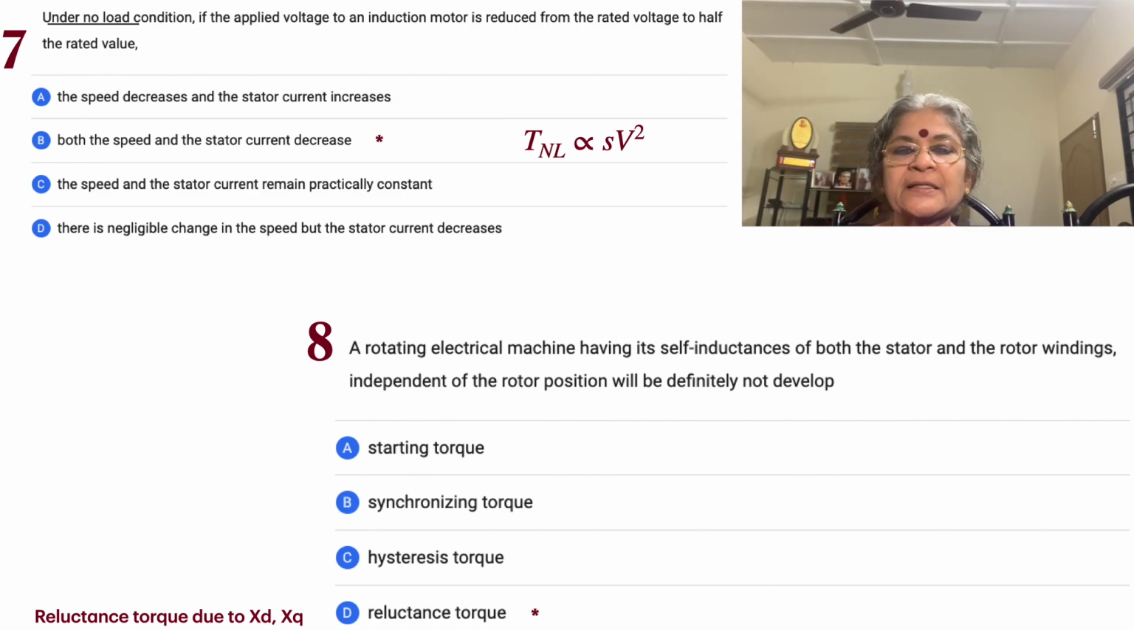So reluctance torque is normally due to two axes. One is called the direct axis, and the other is called the quadrature axis, and they are dependent on each other. Then we have what is called a reluctance torque.